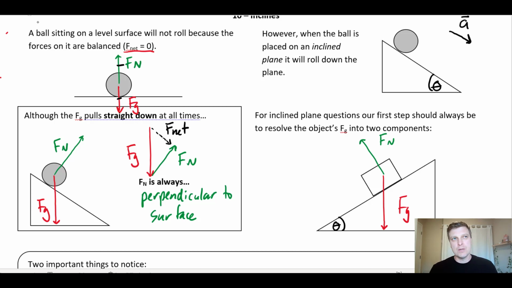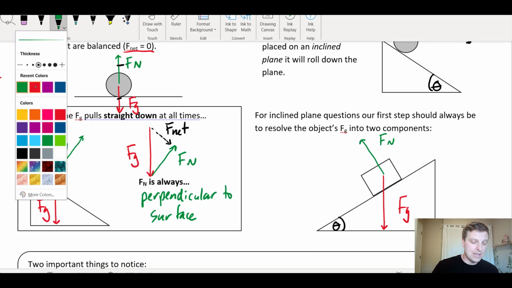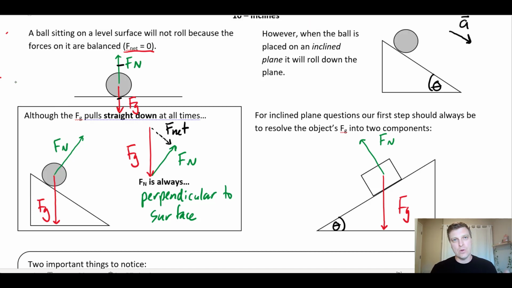Now this might seem weird because before, when we were breaking things into components, we broke things into x and y components, and gravity is just straight down in the y. But in this case, I'm actually not interested in x and y. I'm not interested in just up and down, side to side. What I'm interested in is how fast it is going down the ramp. So I'm going to resolve the force of gravity into components that go down the ramp and into the ramp. So it looks like this.